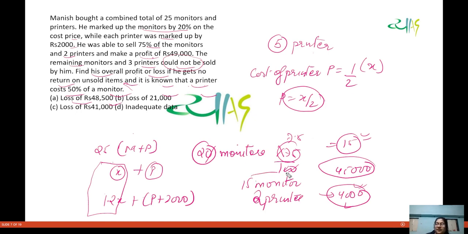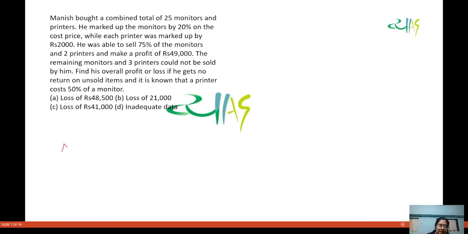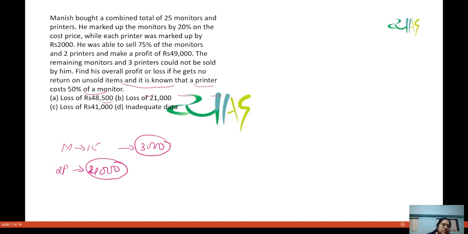And on 15 monitors he is earning 45,000. So that means on each monitor he is earning 3,000 rupees. So what we came to know here is that he is selling 15 monitors, earning 3,000 on each monitor, and he is selling two printers and earning 4,000 rupees on printers. So what the question is asking is: find his overall profit or loss if he gets no return on the unsold items, if it is known that a printer costs 50% of the monitor.